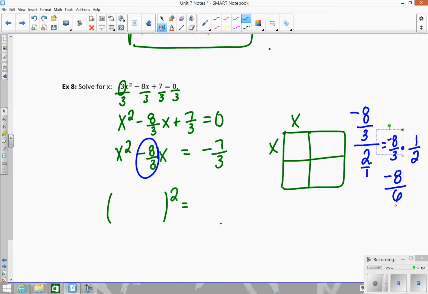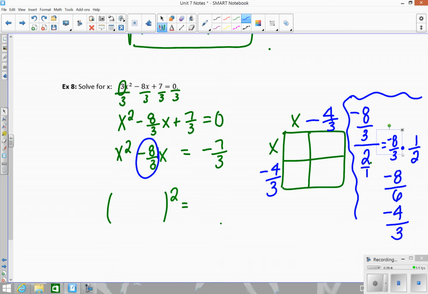We can take a 2 out of both of those. If I divide the top by 2, I get 4. If I divide 6 by 2, I get 3. So that means half of this term is negative 4 thirds. Now, you can also think of half of that term as just multiplying by a half, because dividing by 2 is the same thing as multiplying by a half. So that's just the fraction work off to the side here.